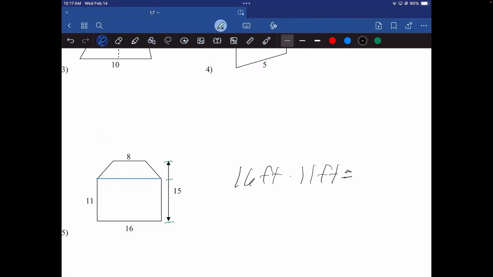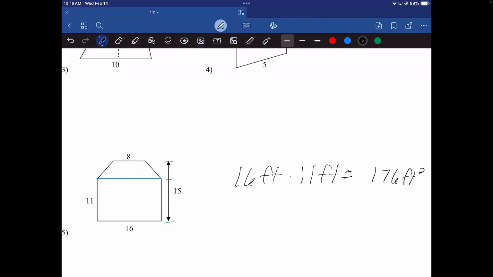But 16 times 11, well, 16 times 10 would be 160, plus 16 would be 176 feet squared. This is why we don't do math in our heads. I almost added an extra 10 instead of an extra 16. Sorry. That's why we do it on paper. I do that to illustrate why we don't do math in our heads.